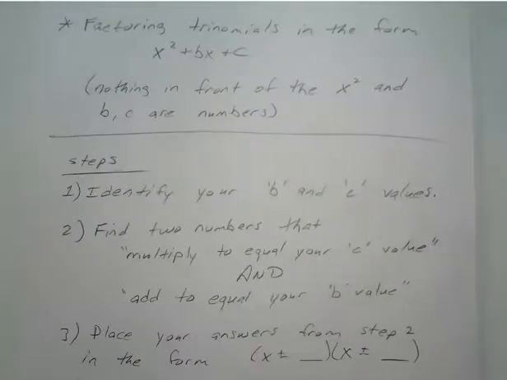Then you take those numbers and place them in the factors: x plus or minus the first value, and x plus or minus the second value. The plus or minus depends on whether the two values are positive or negative. Whatever the two numbers are from step 2, if it's positive, it'll be x plus that value, and if it's negative, it'll be x minus that value.